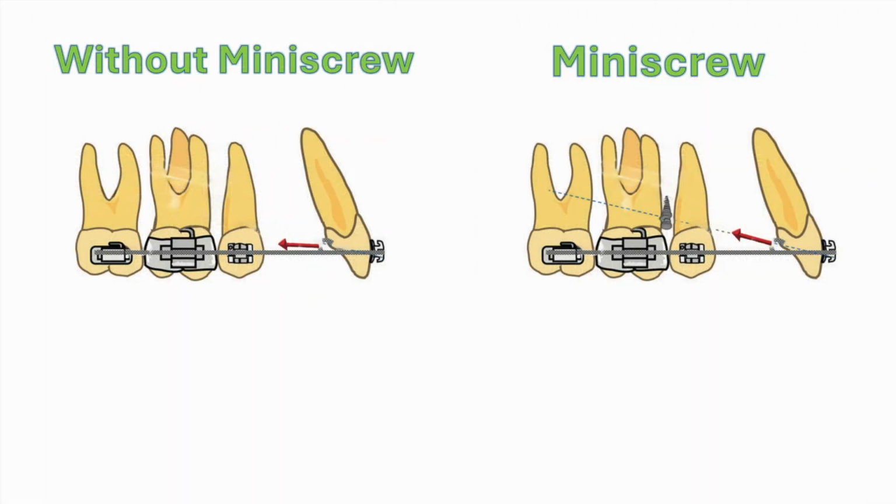Closure without miniscrew or with miniscrew are different from two aspects. The first thing is the change of the line of action of the force. It always includes the vertical component. And the second thing, with miniscrew, we can remove the reciprocal force that activates on the posterior teeth.